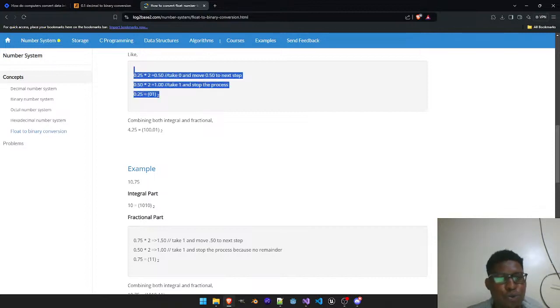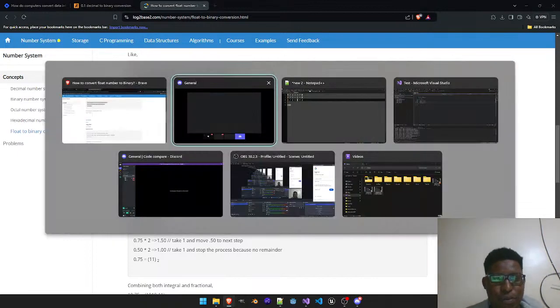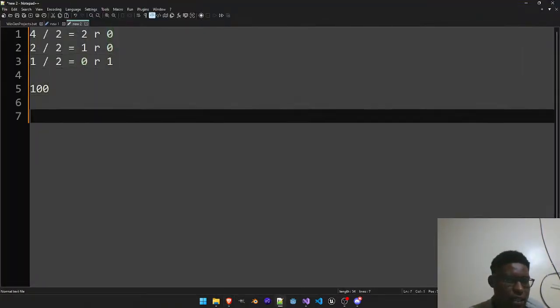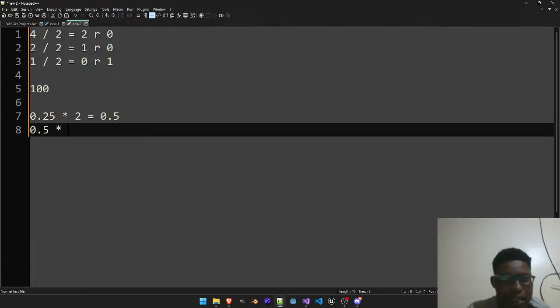from this site here, log2 base 2, they tell us how to calculate the binary of a fraction. You multiply by 2, so it's kind of the opposite process from what you've done. If, for example, we had 0.25, we multiply by 2 and get 0.5. We take the value before the decimal point, and then we keep multiplying. 0.5 times 2, we get 1.0.